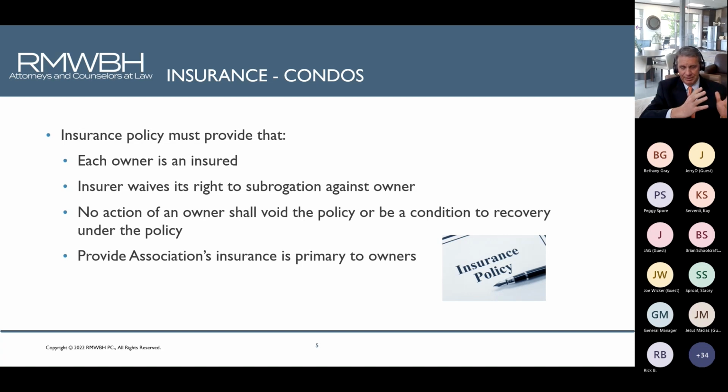And it brings up the next point, that all insurance policies related to condominiums provide that the association's insurance is primary to the owners. Primary meaning it's first. Before any other policy comes into play, you're going to have the association's insurance policy, which is covering association property as well as each owner's condo, and it's going to be primary. It's going to be first.